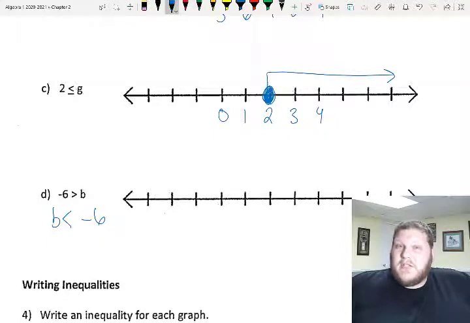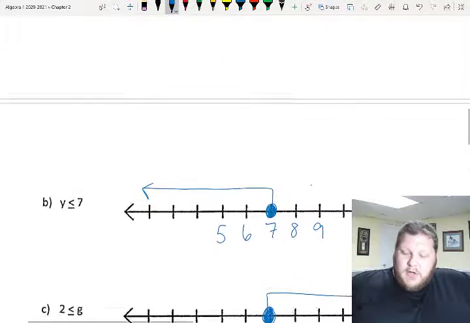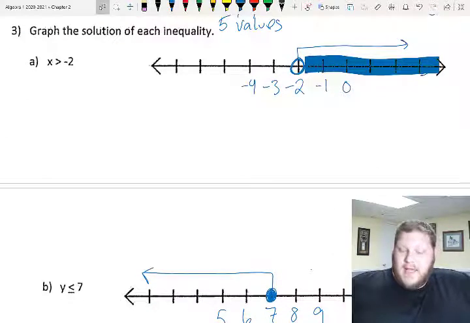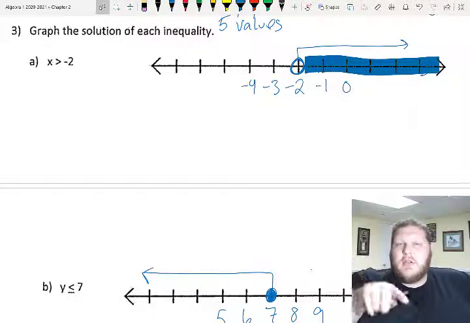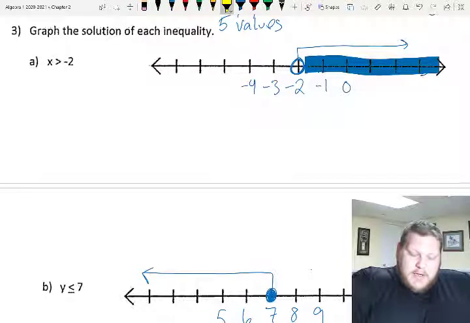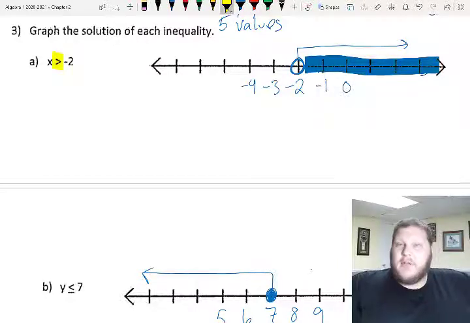The reason that I would want to do this is because of a shortcut I'm about to show you. If you didn't notice, on the first 2 that we did with number 3, part A and part B, when your variable is on the left side of your inequality, the direction that your inequality points is the direction that you should be shading. So if we look at part A here, my inequality was greater than, but that arrow points to the right, and I shaded the right side of my graph.